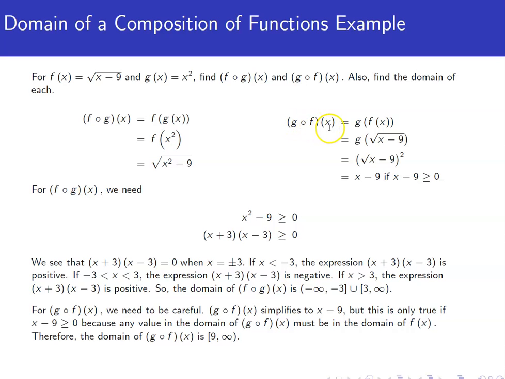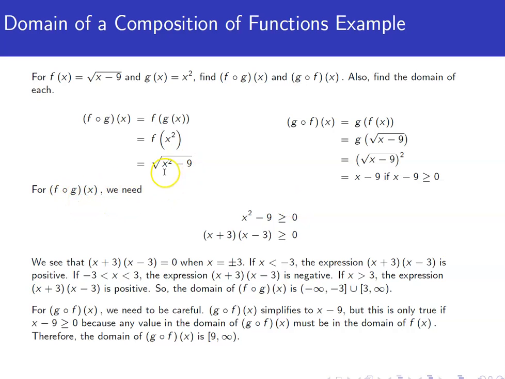For g composed with f of x, that's g of f of x. F of x is the square root of x minus 9. Plug that into g, we get the square root of x minus 9, the whole thing squared. When we simplify this, the square and the square root cancel each other, provided that the x minus 9 is greater than or equal to 0, and that's important for the domain piece. You might be tempted to ignore this condition here and just write x minus 9, and we'll come back to that in a second.